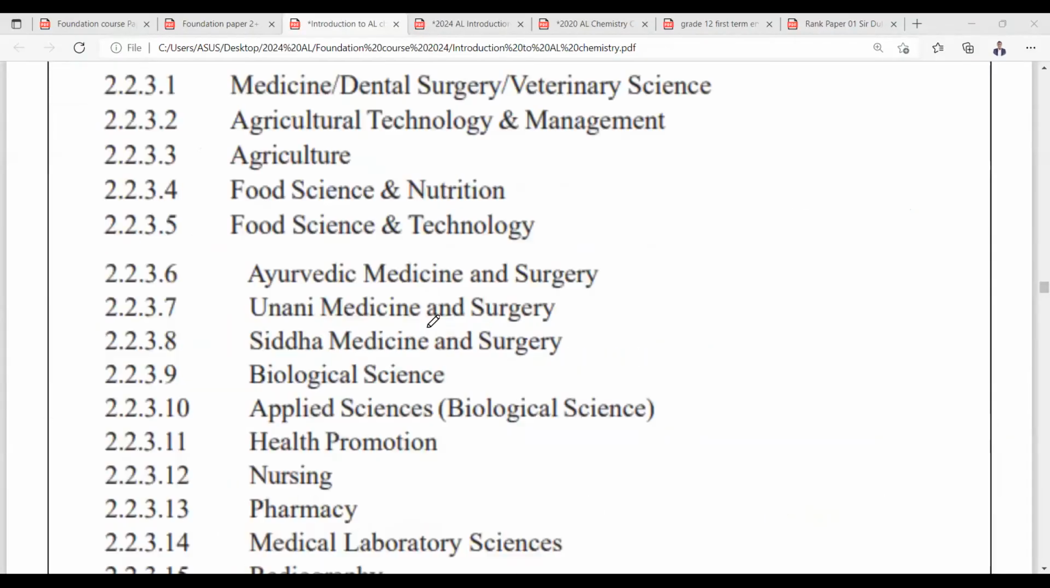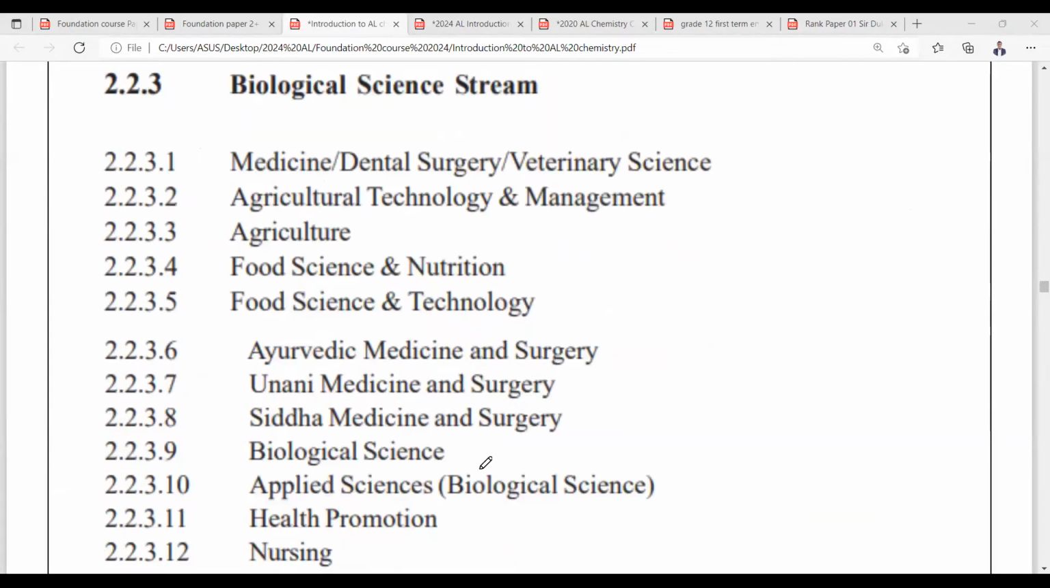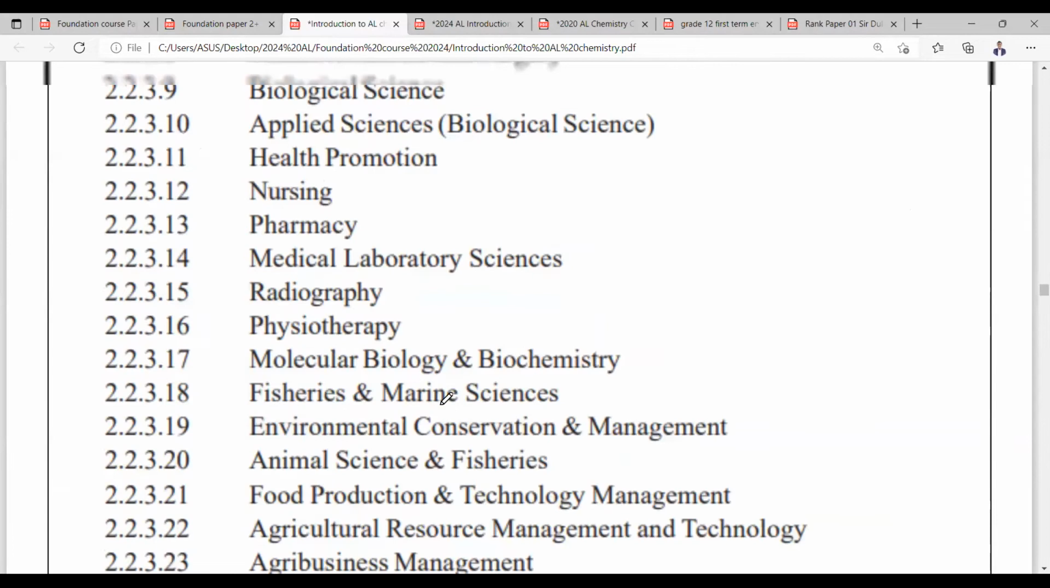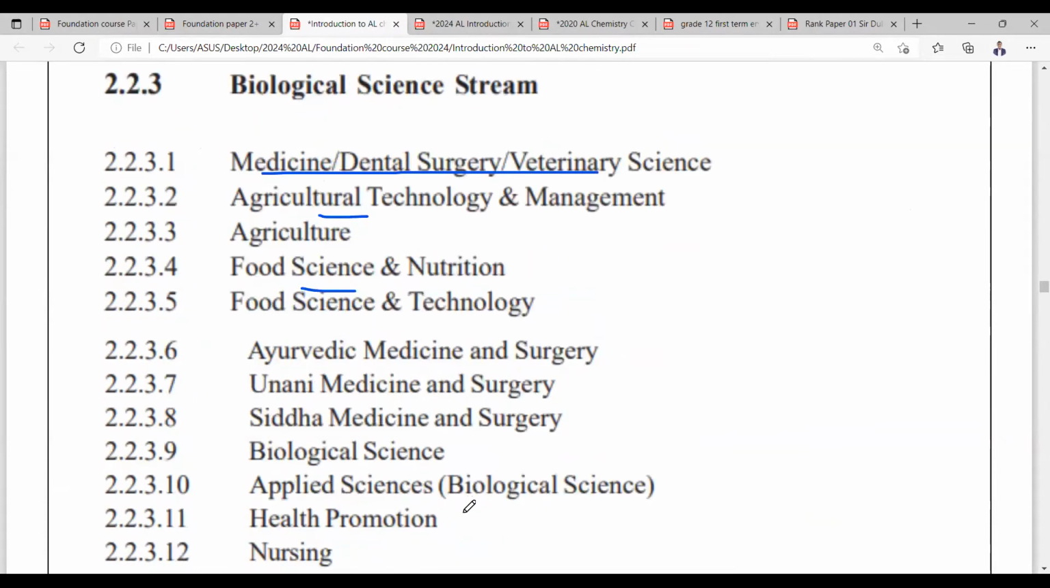So then here I have mentioned the courses under the biological stream. You can read this; I'm not going to explain everything here. Medicine, dental, veterinary science, agriculture, food science. You can just read them. I think you have already read them. So if your target is one of these sections, it is better to do biological science.